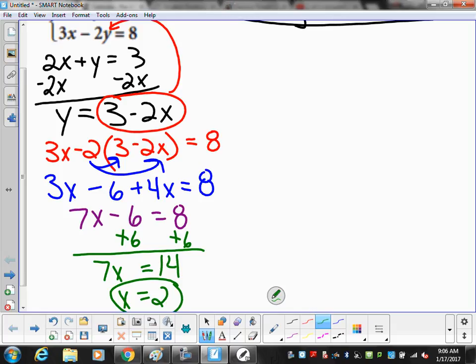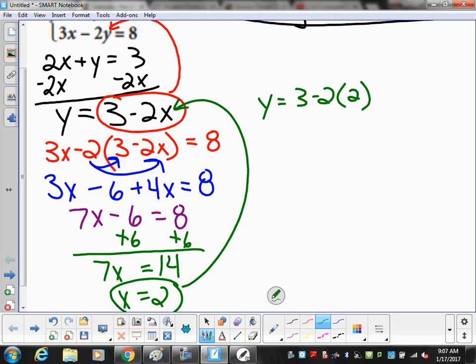Alright. So, yeah. Remember when you're solving the system of equations, you're looking for a point, so you're looking for an x and a y. Okay? And so what I'm going to do is take the x equals 2, I'm going to plug that back in to where I had already solved for y. So I'm going to plug in that 2 there. Okay. So y equals 3 minus 2 times 2.